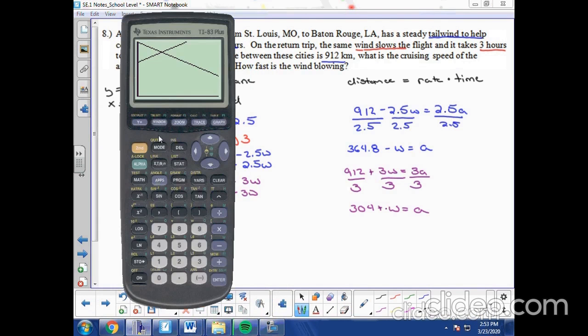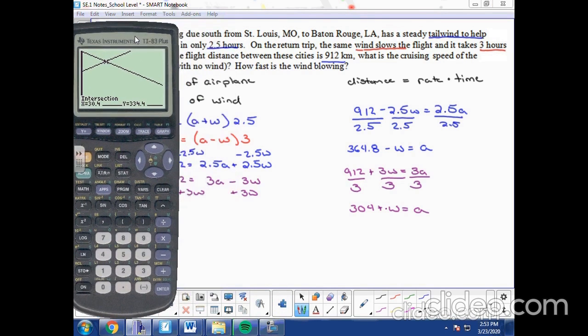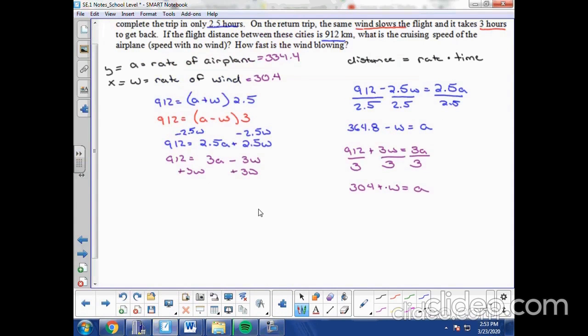So now as I take a look at the graph, I can find second, trace, I can find that intersection. Hit enter on the first curve, enter on the second curve, and there's my intersection. So what this gives me is X, which we said was W, is 30.4, and Y, which we said was A, is 334.4. So let's go back to the context of the problem.